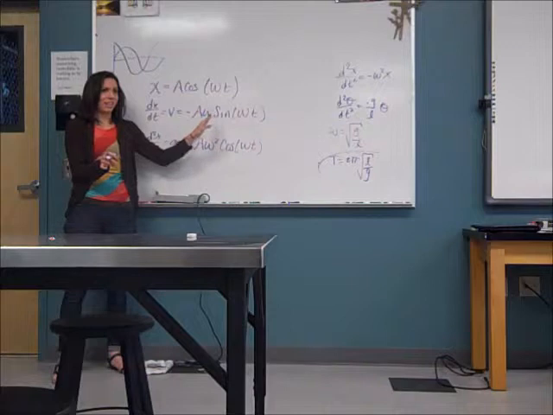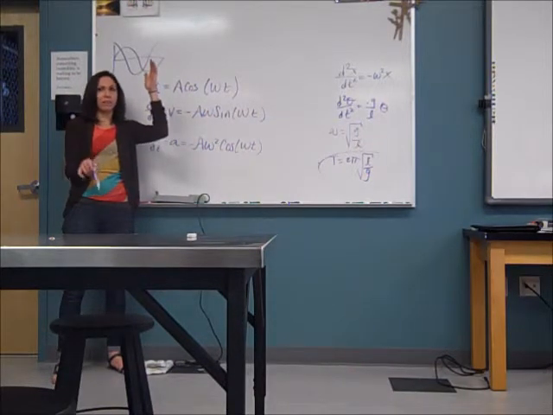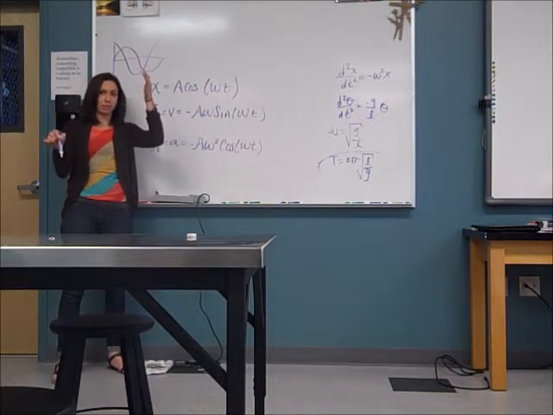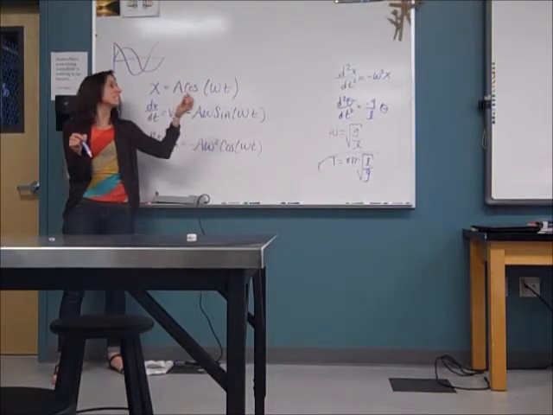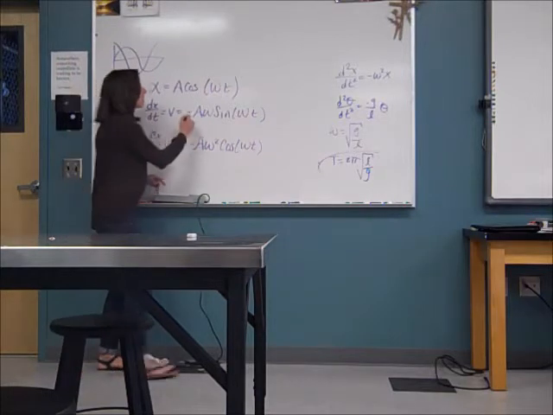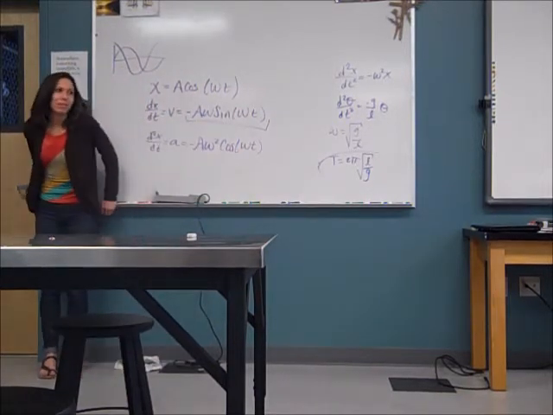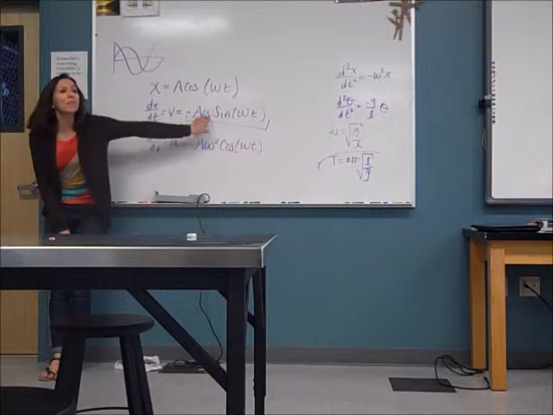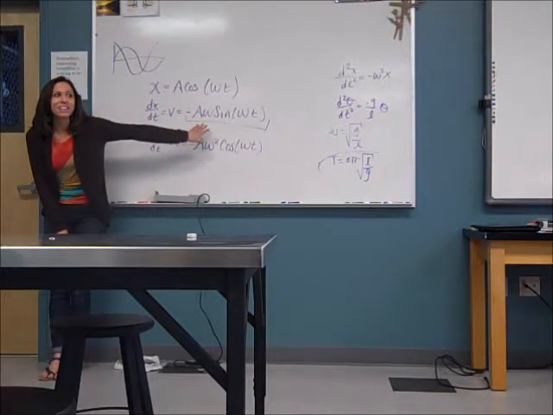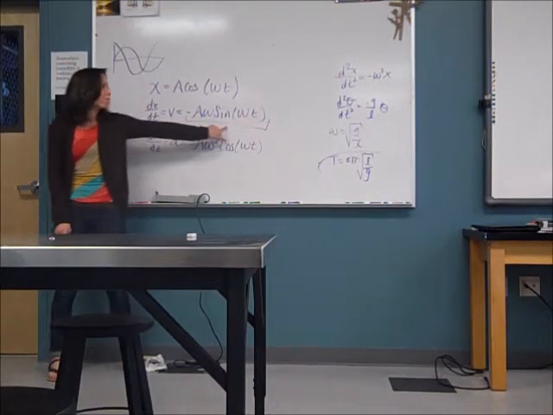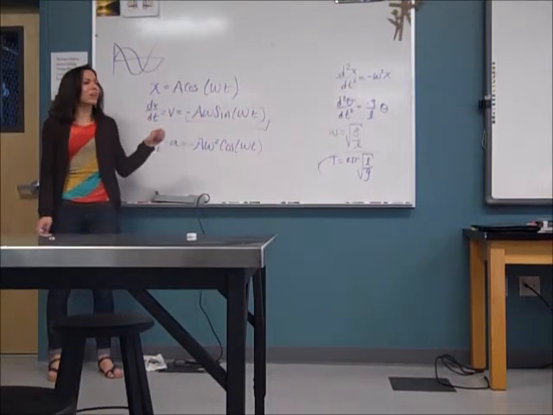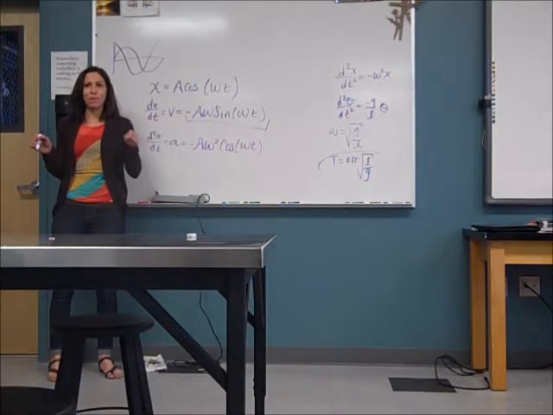So sine is varying between 1 and negative 1, 1, 0, negative 1, 0, 1, 0, negative 1, right? What is the maximum value that this entire thing can become? If sine can only go up to 1 times A omega, this part can only go up to 1 or negative 1 times A omega. So the maximum value of the velocity is A omega.